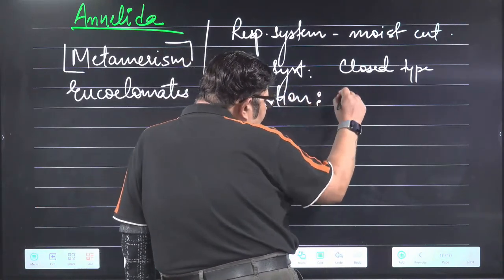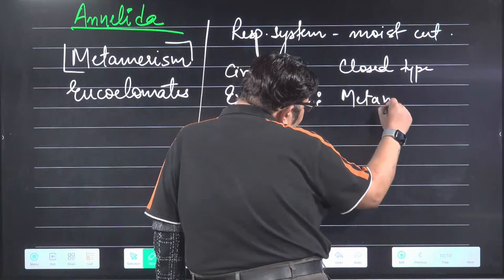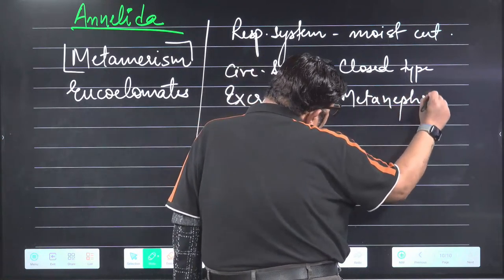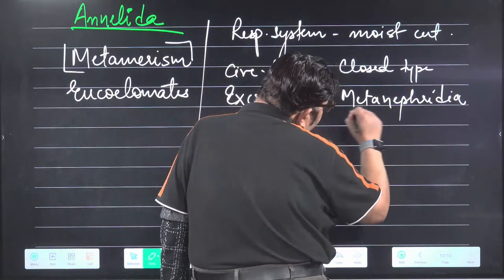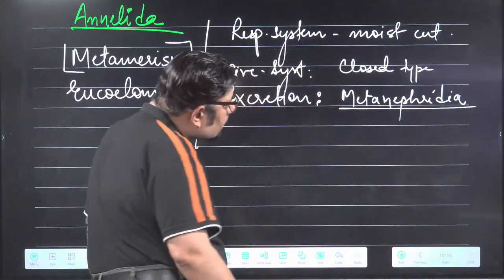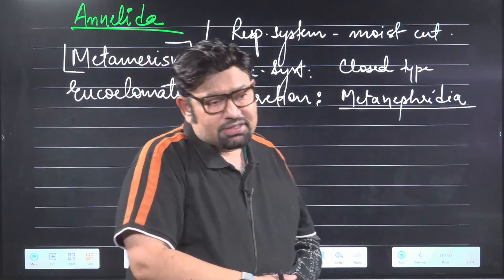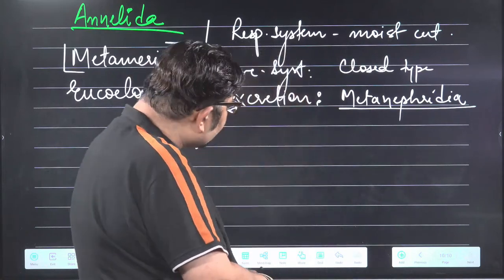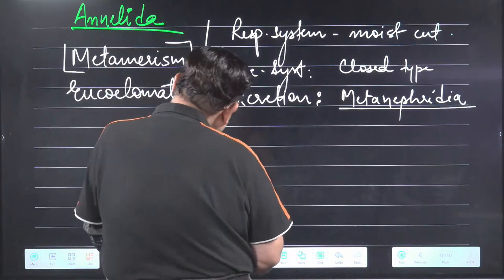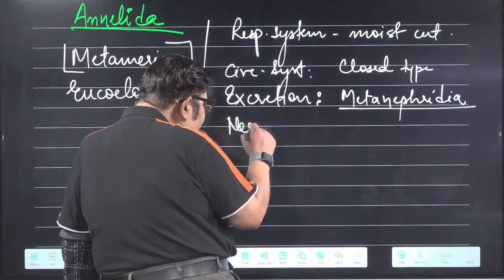Excretory system is by metanephridia, advanced nephridia. Three types of nephridia are present in the earthworm. You know that these are septal, integumentary, and pharyngeal. Very good. Three types of nephridia. Okay. Then, beta, nervous system.